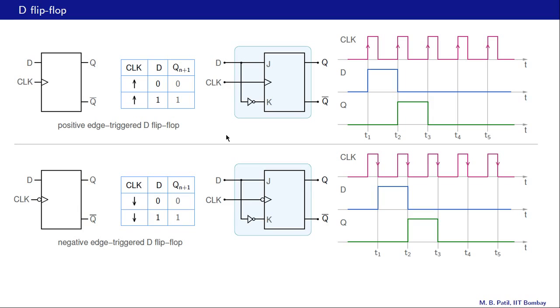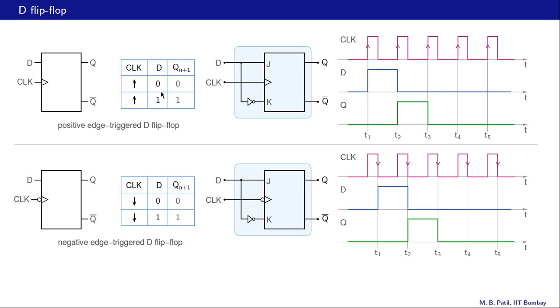And keeping this equivalence in mind between the D flip-flop and the JK flip-flop, it is easy to figure out the transition table for the D flip-flop. Let us consider D equal to 0 first. What does that mean? That means J is 0 and K is 1, and that means after the active clock edge, Q is going to become equal to 0, and that is what it says over here. Similarly, if D is 1, then J is 1 and K is 0, and then after the active edge, Q is going to become equal to 1, and that is what it says over here.